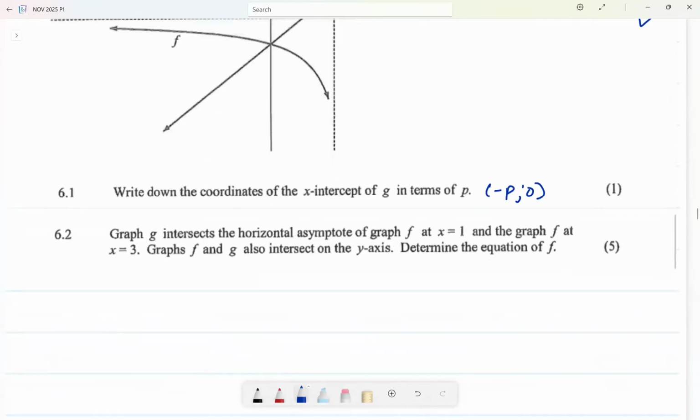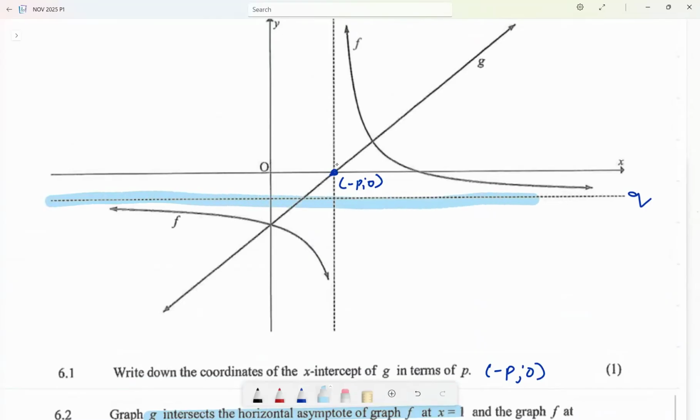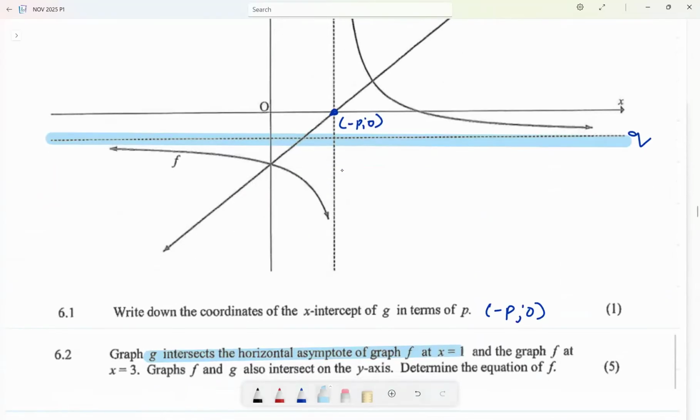Now they tell you more information. They say graph G intersects the horizontal asymptote of graph F at x is equal to 1. Okay, the horizontal asymptote is this one. So the horizontal asymptote is intersected by the graph of G here at x is equal to 1. So the point of contact is x equal to 1.